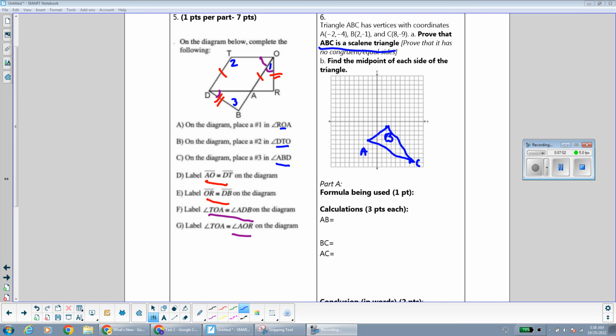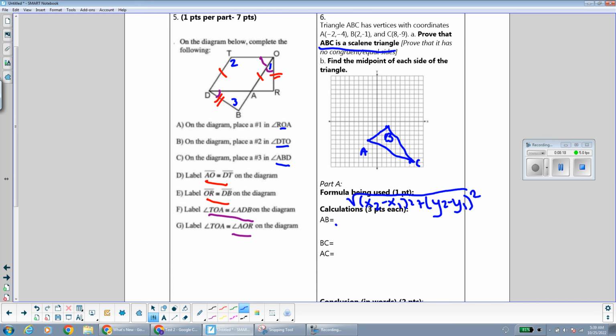So in order to show that sides are equal to each other, or in this case are not equal to each other, we're showing something about the side lengths. So that would be the distance formula, the distance between the points that are making up the sides. So the distance formula is x2 minus x1 squared plus y2 minus y1 squared.